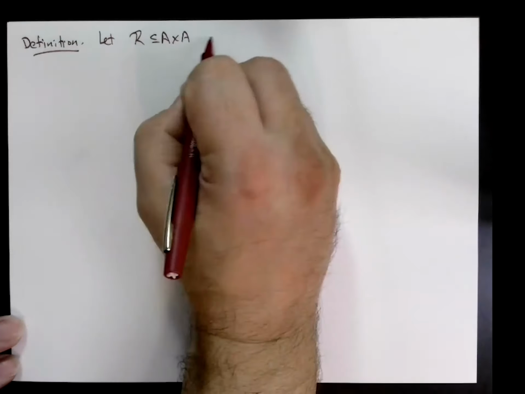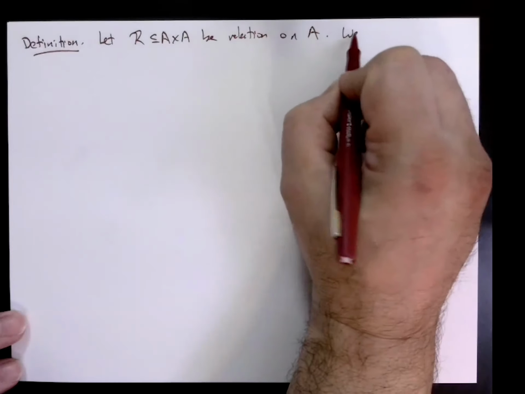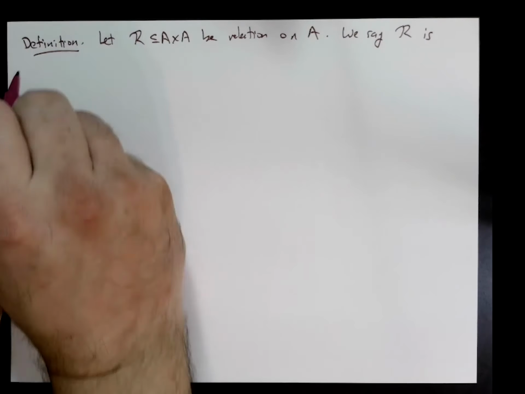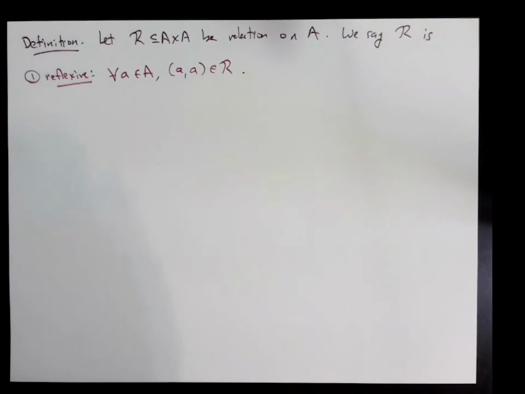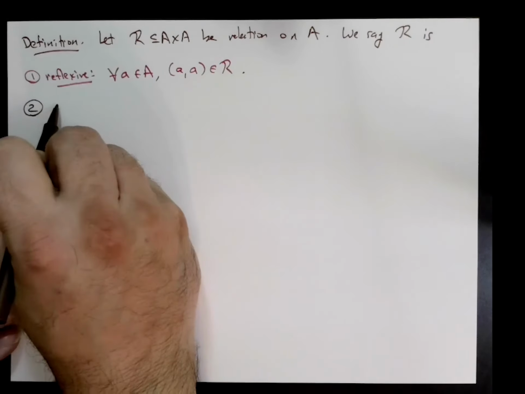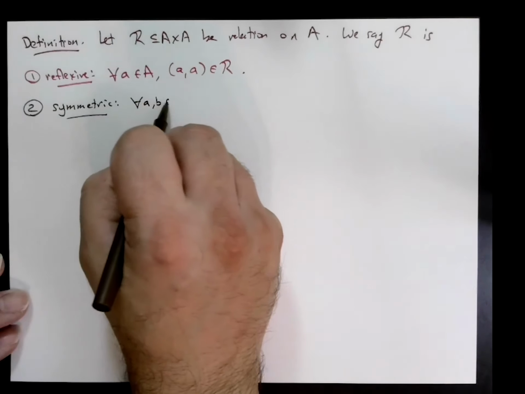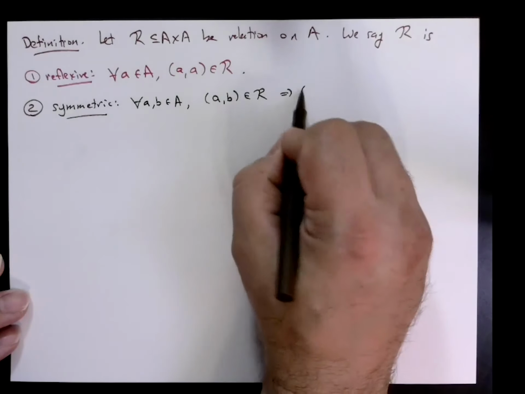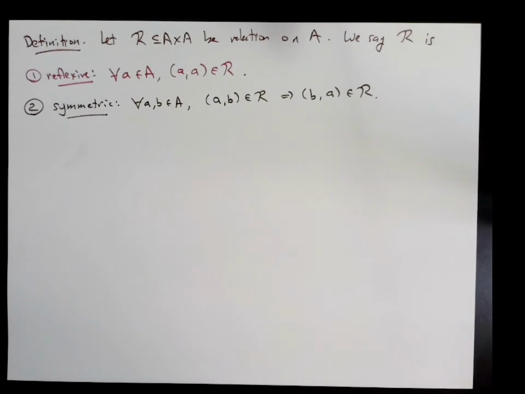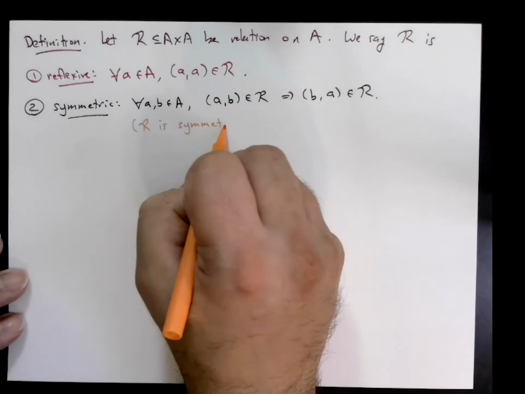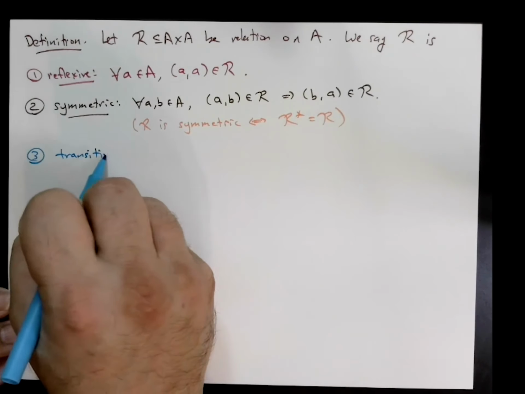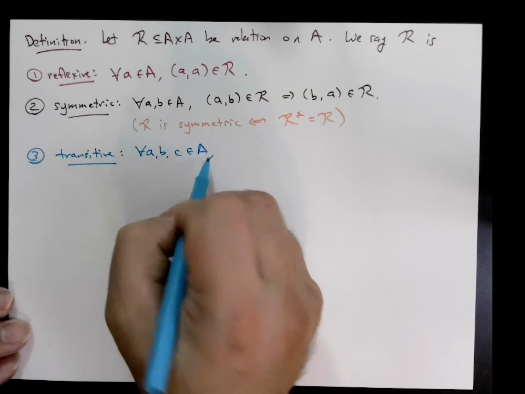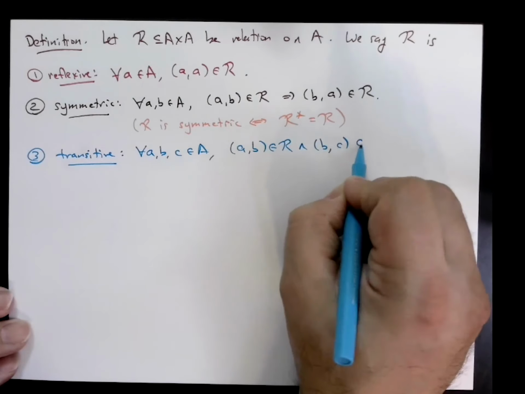Let R be a relation on A. Remember, this means that it is a subset of A cross A. We say that R is reflexive if (a, a) is in the relation for any a in A. We say that the relation is symmetric if for any a, b in A, if the pair (a, b) is in R, then the pair (b, a) is in R. Said another way, a relation is symmetric if its symmetric conjugate gives us back the same relation.